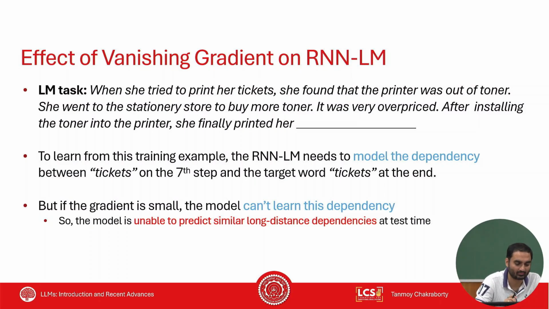Why is this a problem? Let's look at this sentence. When she tried to print her tickets, she found that the printer was out of toner. She went to the stationery store to buy more toner. It was very overpriced. After installing the toner into the printer, she finally printed her dash, so this will be tickets. Now look at the distance between this and the word tickets. The word tickets is, I think, at the 7th position of the sentence, and this is very, very far. So due to the vanishing gradient problem, the RNN won't be able to predict the next word as tickets.